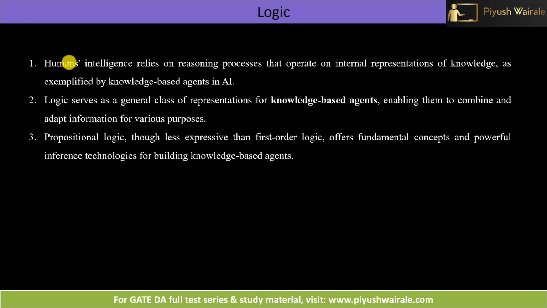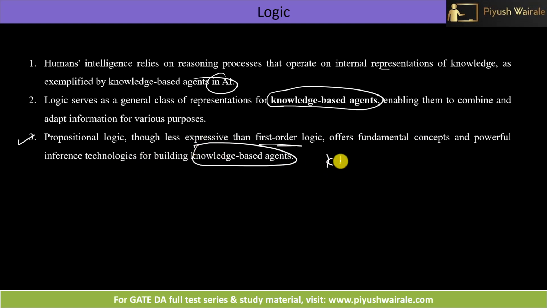Now, whatever we have discussed just now: human intelligence relies on reasoning processes that operate on internal representations of knowledge, as exemplified by knowledge-based agents in AI. So logic serves as a general class of representation for knowledge-based agents, enabling them to combine and adapt information for various purposes. Suppose we give some information to a specific agent, that is the knowledge, and the AI agent should be able to combine and adapt it for various purposes. We have propositional logic, which, though less expressive than first-order logic, offers fundamental concepts and powerful inference techniques for building knowledge-based agents. We'll use KB for knowledge base, and we'll discuss knowledge-based agents in detail, don't worry.